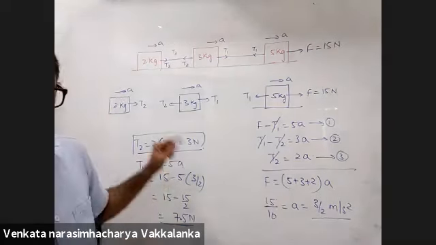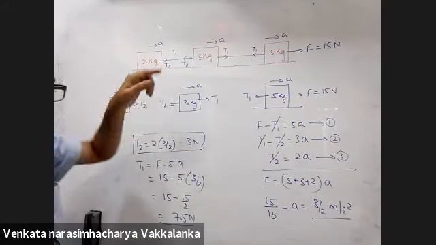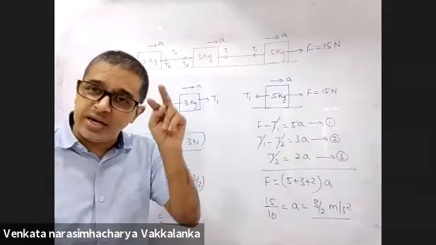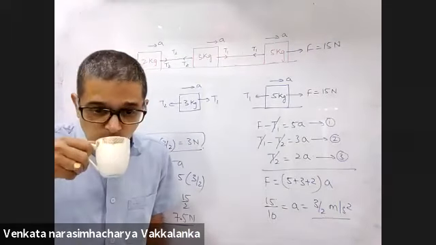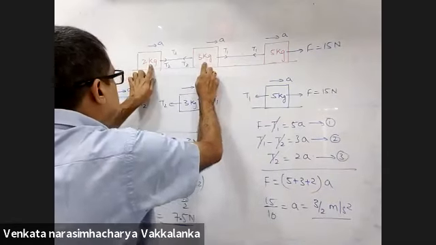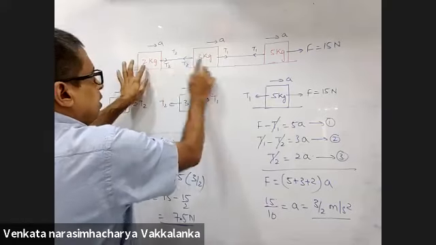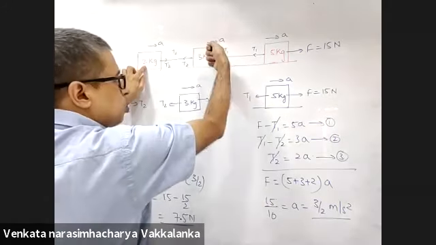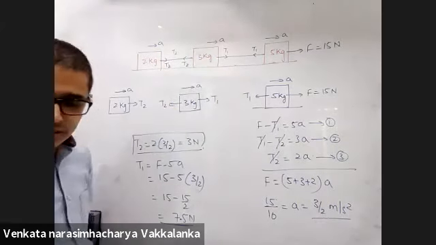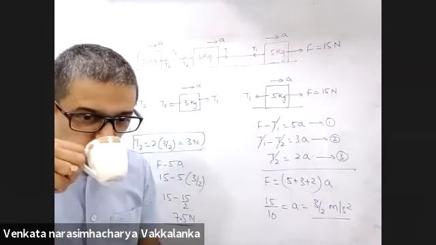Now somebody is asking, don't you think there will be a reaction on the 2 kg block? Here, on the 2 kg block, T2 is the action. Reaction will not be on the 2 kg block. Action and reaction will never be on the same block. It's like telling you the 3 kg block is pulling the 2 kg block in the forward direction, and the 2 kg block will pull the 3 kg block in the backward direction. So action and reaction will never be on the same body.